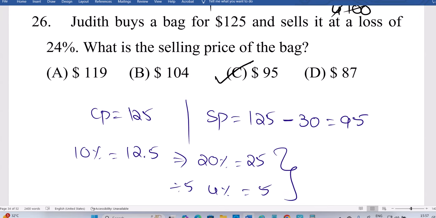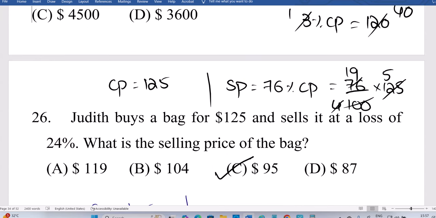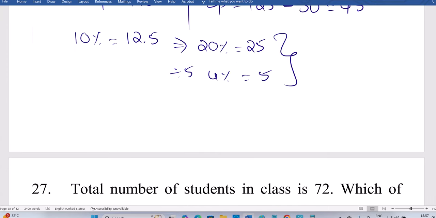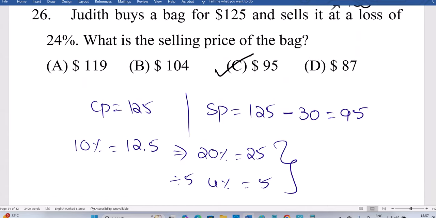There are many ways. Directly you can go for the equation 76%, but why 76%? You question yourself. That's one thing. The other one is this. I calculated 24% of 125. Selling price should be less because of the loss. How much less is 24% of 125? For 125, 10% is 12.5, 20% is 25. Divided by 4, 4% is 5. 20 plus 4 is 24, 25 plus 5 is 30. So 24% is equal to 30. So I have to remove 30 rupees. Next one.